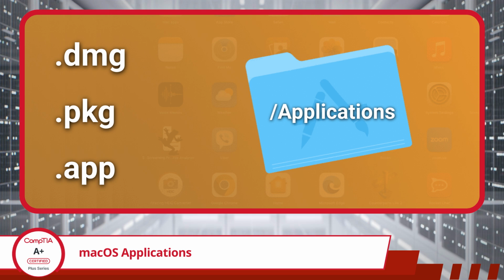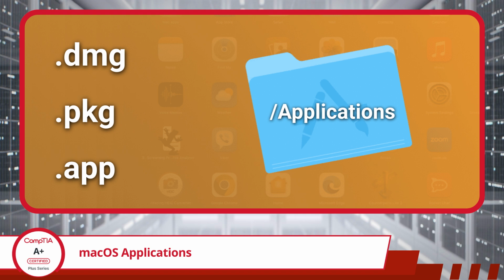Next, we have the .pkg file. This type of file is more similar to what you might be used to in Windows. When you open a .pkg file, it launches an installation wizard that guides you through the setup process step by step. During this process, you may be prompted to agree to licensing terms, choose an installation location, or enter administrator credentials. .pkg files are typically used for more complex applications or system-level software that needs to install components in multiple locations across the operating system.